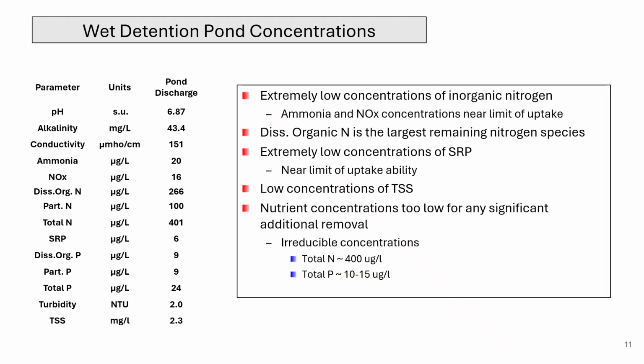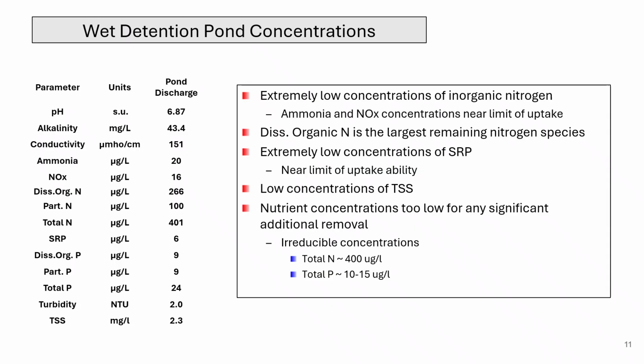Field measurements have consistently shown that the discharge from wet detention ponds contains extremely low concentrations of inorganic nitrogen. Specifically, both ammonia and nitrite, or NOx, are typically found at concentrations very close to their limit of uptake by the pond's ecosystem. At this point, dissolved organic nitrogen often becomes the largest remaining nitrogen species in the water. Similarly, soluble reactive phosphorus, or SRP, is also present in extremely low concentrations, again nearing the limit of what the system can effectively remove. Total suspended solids are also quite low.